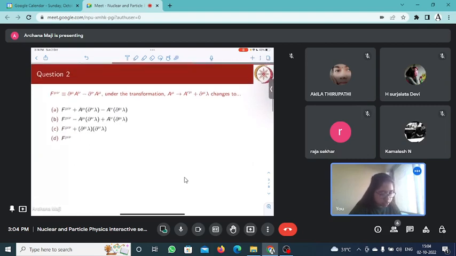Now this is being repeated for the third time. I think you know the answer by now. Can you tell me what is the answer? Under this transformation, what will be the transformed field strength tensor F mu nu?